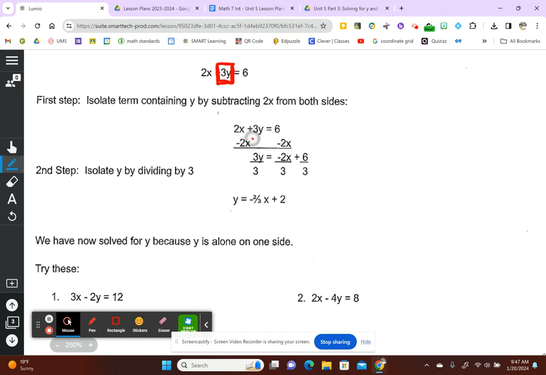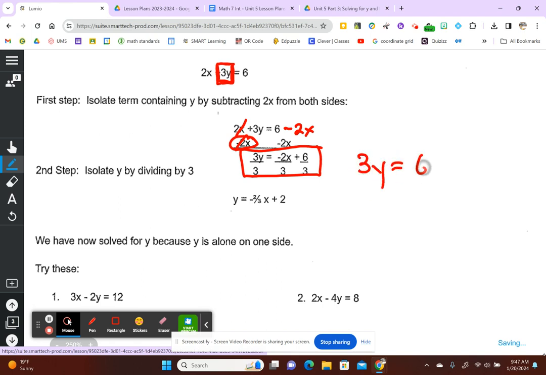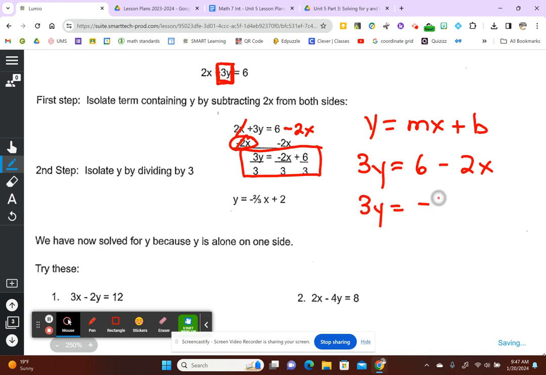In this case, to isolate that term, I want to subtract the 2x. If I subtract the 2x from the left, I have to subtract the 2x from the right. But now, notice I'm not writing 3y equals 6 minus 2x. The reason I'm not going to do that is because I want it in this form. I want the m first. So I'm going to write -2x plus 6 because this is looking closer to what I want.